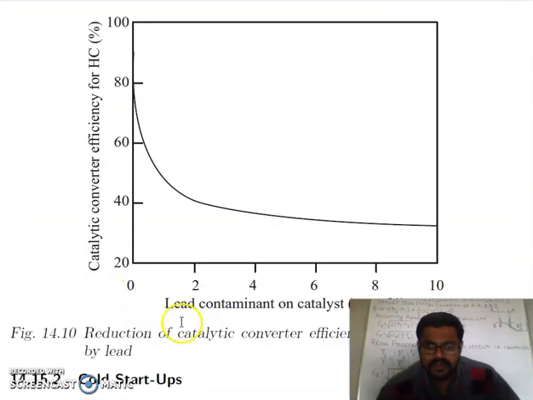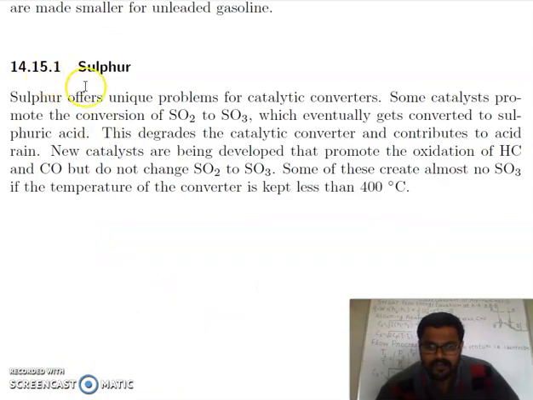You can see in this figure lead contamination of catalyst. As the lead contamination of the catalyst increases, the catalytic converter efficiency will decrease. So this is a problem for us. But nowadays we don't use leaded petrol, and if the lead content is maintained within limits, you can save your catalytic converter life. Sulfur is also a problem. As we know, sulfur will form sulfur dioxide and sulfur trioxide, and this will react with water to form sulfuric acid, which will degrade the catalyst.